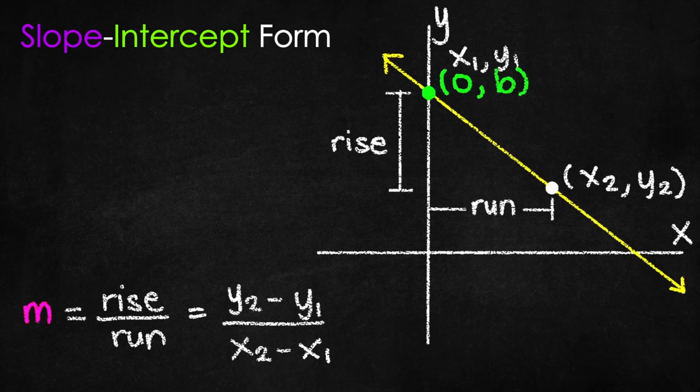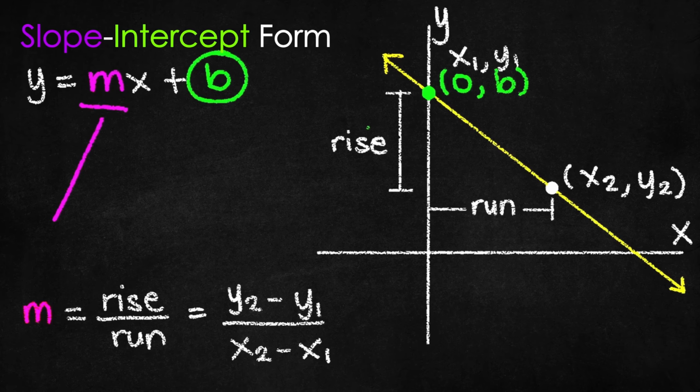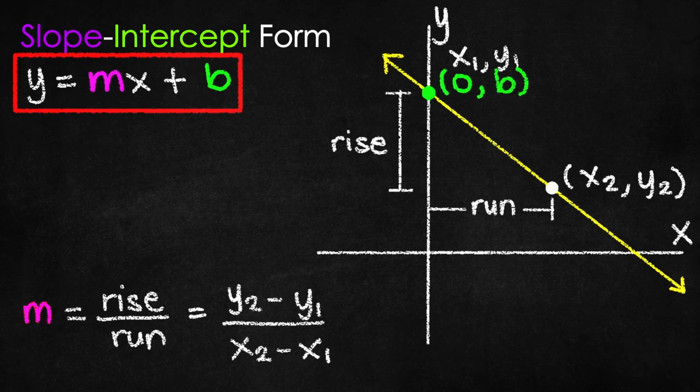Now, the slope-intercept form of linear equations is y equals mx plus b. This is the slope, and this is the y-intercept. It is called the slope-intercept because you can easily identify the slope and y-intercept just by looking at the equation alone. To truly understand how useful this formula is, I got some example problems for you.